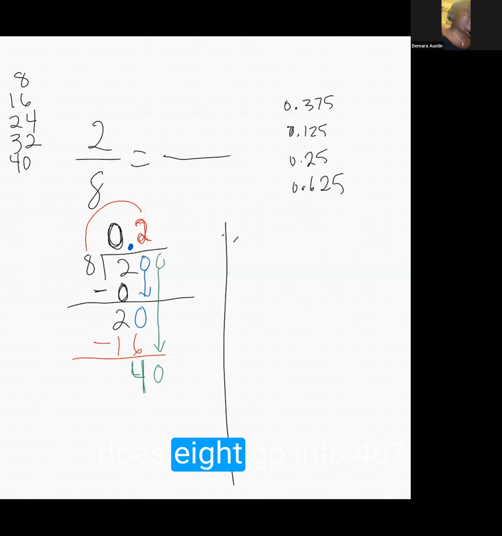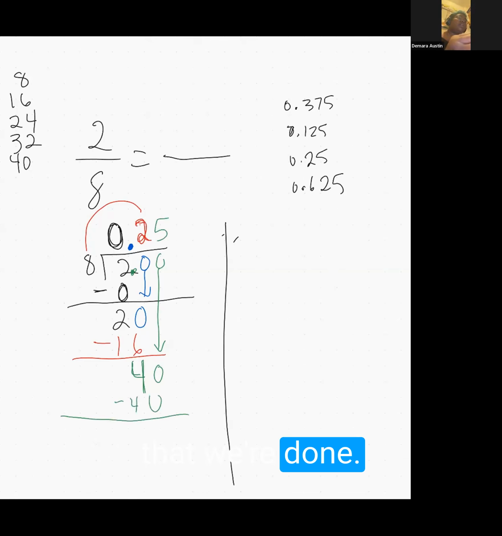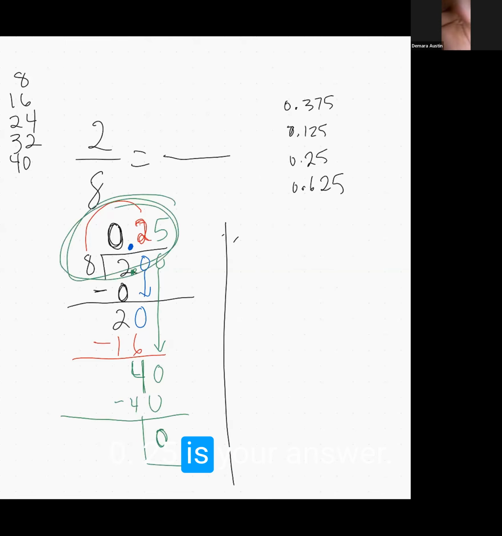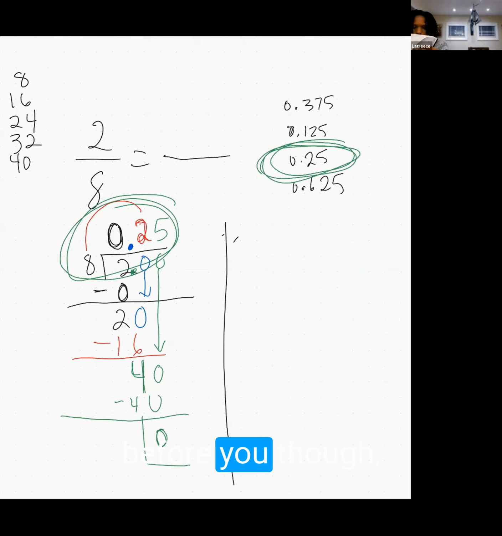How many times does 8 go into 40? How many 8s fit into 40? 5 times. 8 times 5 is 40. So when we do 40 minus 40, now we get 0. That's our sign that we're done. So 0.25 is your answer.